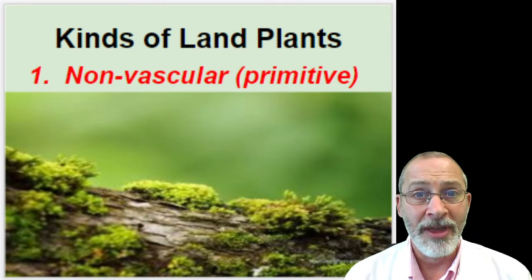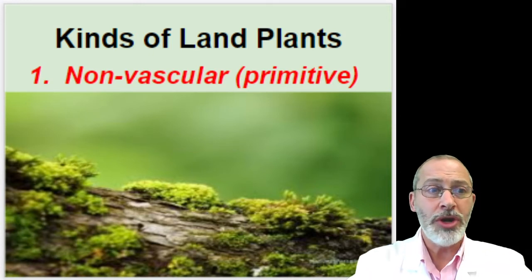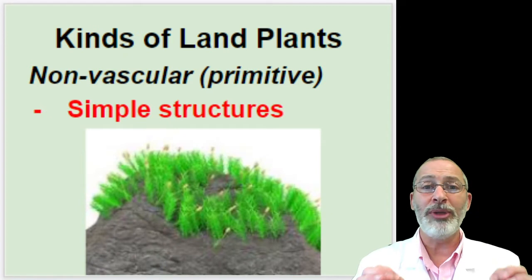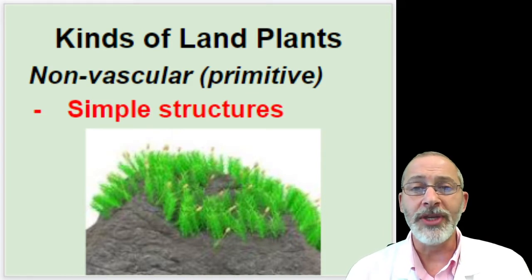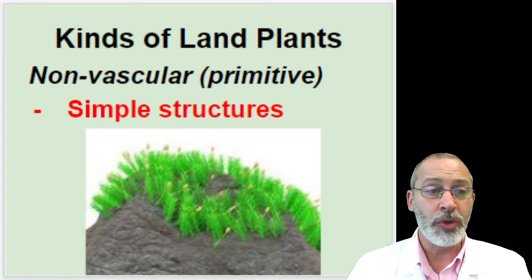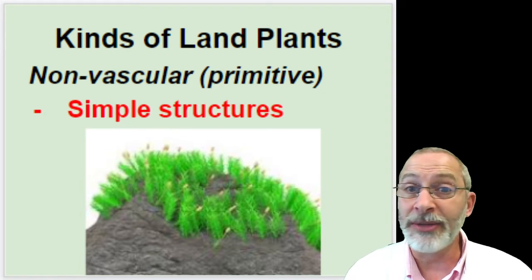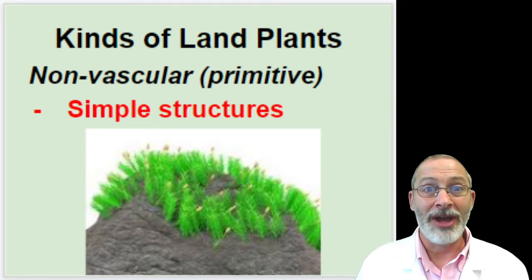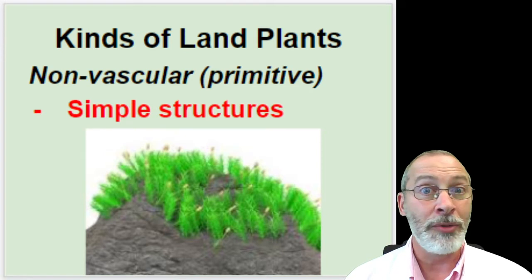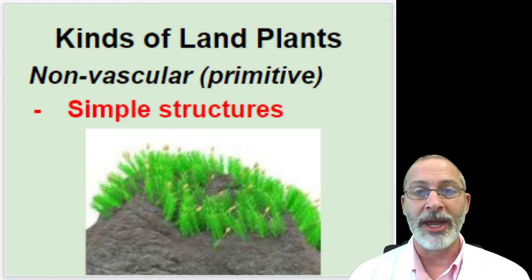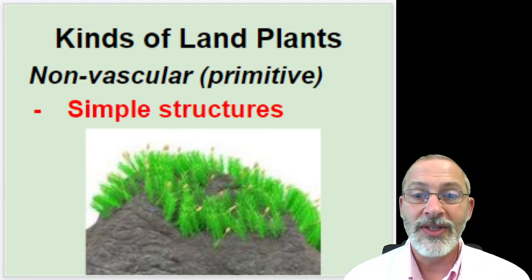Now, we'll get to that term vascular in a moment, but let's just look at that word primitive here real quick. The word primitive in this context simply means simple. So these primitive land plants are those that have simple structures. And by simple, I simply mean that they're not very complex. They're not very complicated. Next week, we're going to be discovering how flowering plants and cone-bearing plants are pretty complex compared to these plants of this week. But non-vascular, primitive plants have very simple structures.